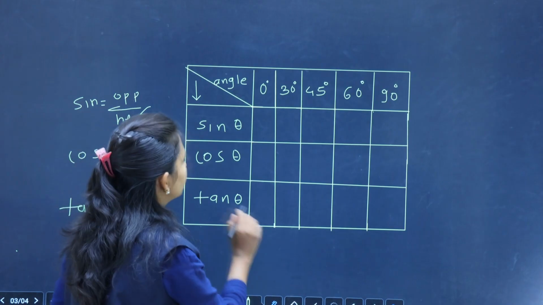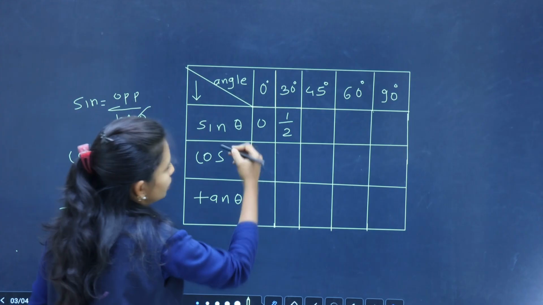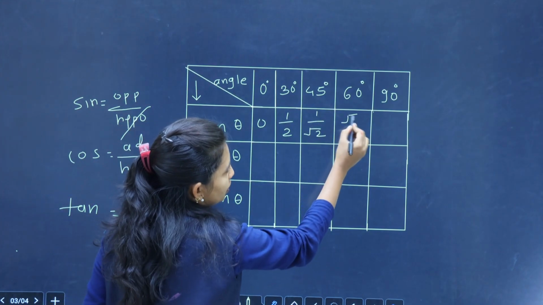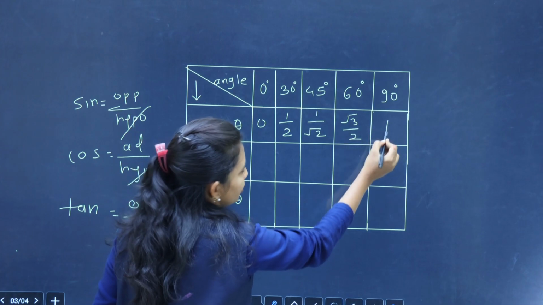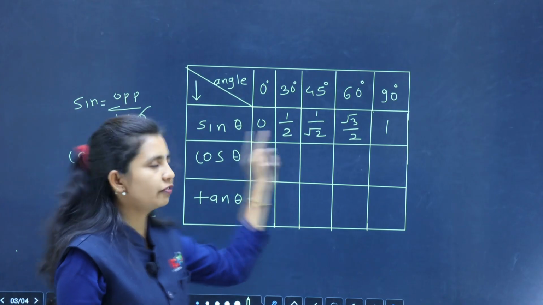The first row: sine 0 value is 0. Sine 30 value is 1 by 2. Sine 45 value is 1 by root 2. Sine 60 value is root 3 by 2. And sine 90 value is 1. So for the cos and tan, you will get the values by learning the first row only.